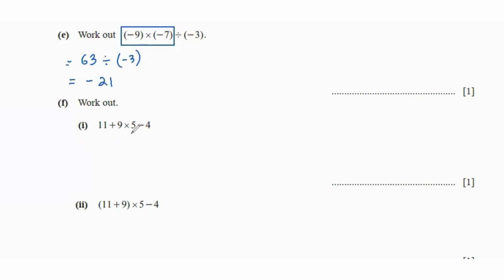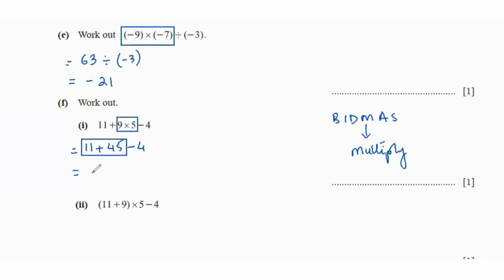Then work out 11 plus 9 times 5 minus 4. Once again, BODMAS. Over here, as you can see, we have addition, multiplication, and subtraction. In BODMAS, multiplication comes before addition and subtraction. So what we'll do is we will solve this part first. That's going to be 11 plus 45 minus 4. Now we do addition first. So 11 plus 45 is going to equal 56. And 56 minus 4 is going to be 52. That is your answer.